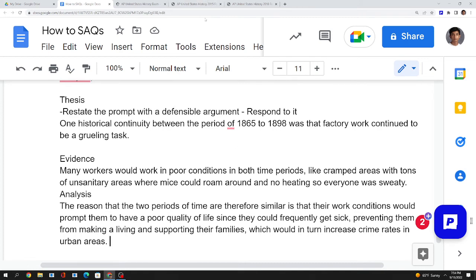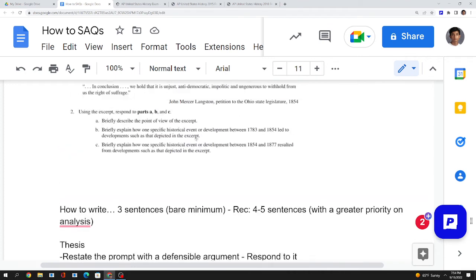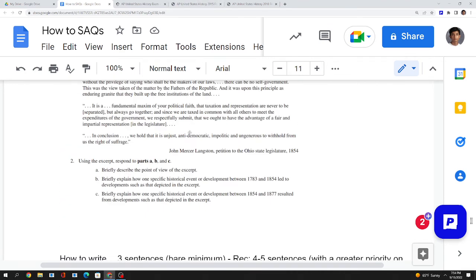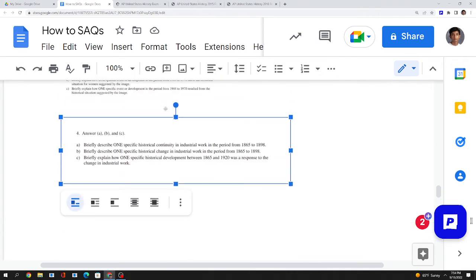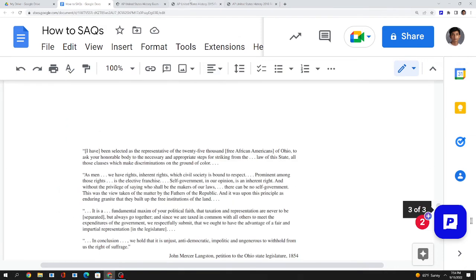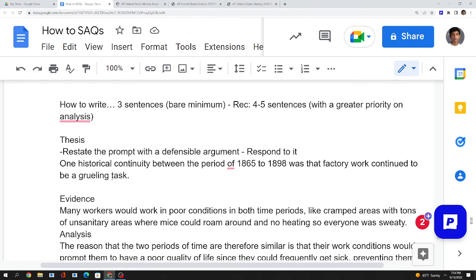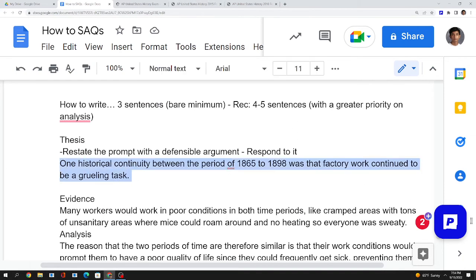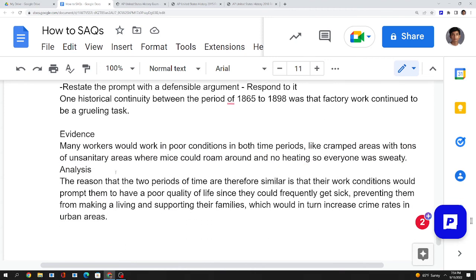That I'd say gives me a pretty decent chance of getting the point. And even then, look, this was a describe question, a briefly describe question. So I actually did extra analysis, right? But my thesis was literally a direct restatement. Super easy. Evidence, I brought literal facts to the table, and then I explained why those facts would contribute to that.